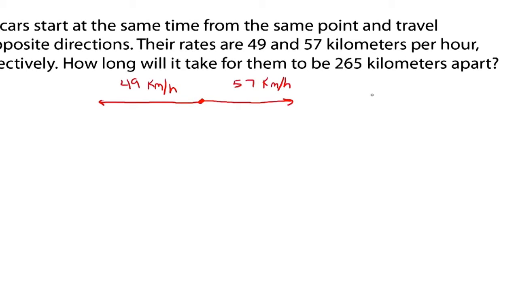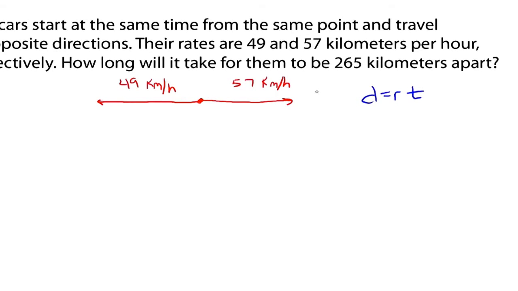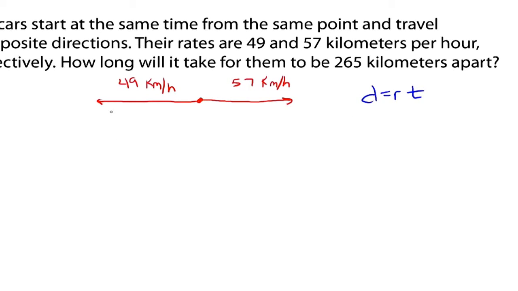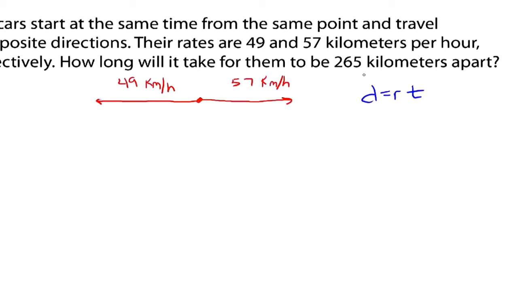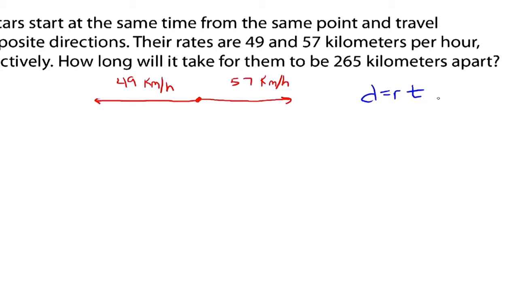Well, we know that distance is equal to rate times time, right? So we know the rate for each one of these. We know the distance we want them to be apart, which is 265 kilometers. So what we're looking for is time. How long will it take for them to be 265 kilometers apart? So we're looking for t, right?